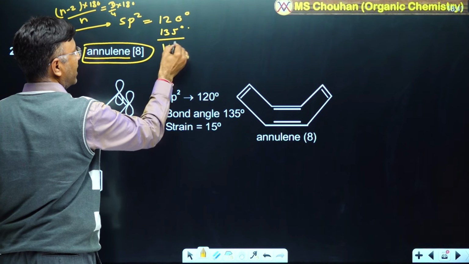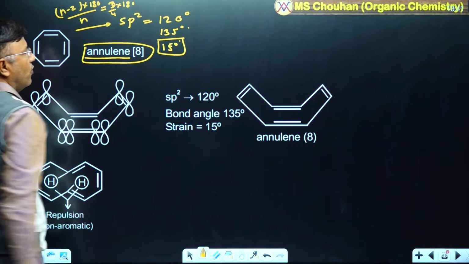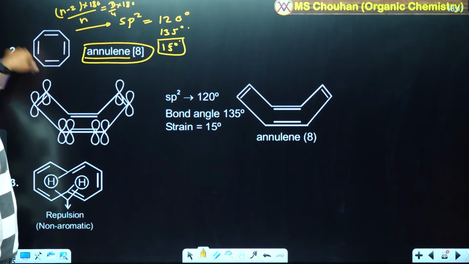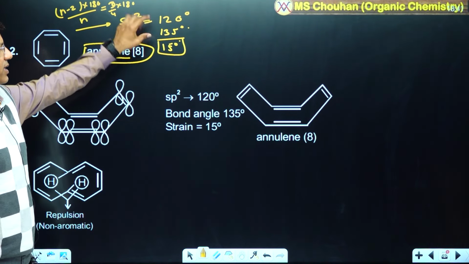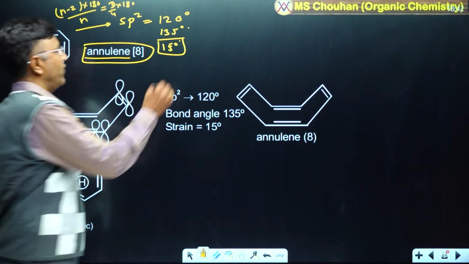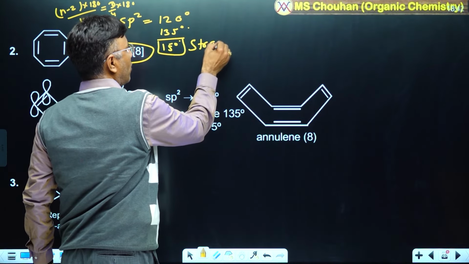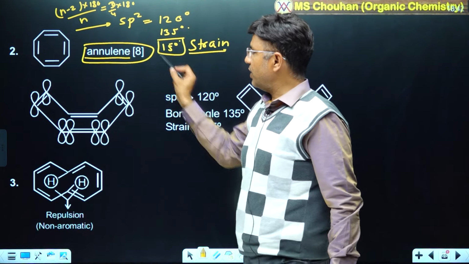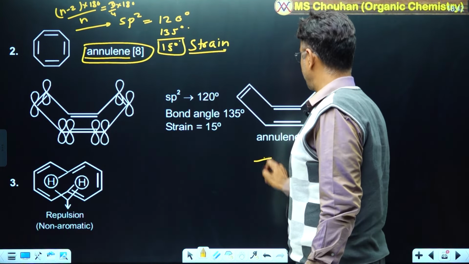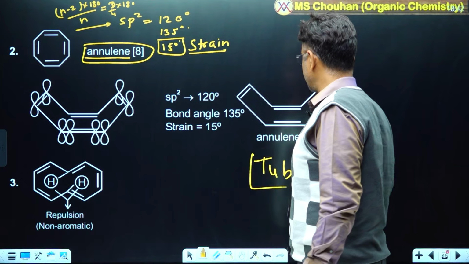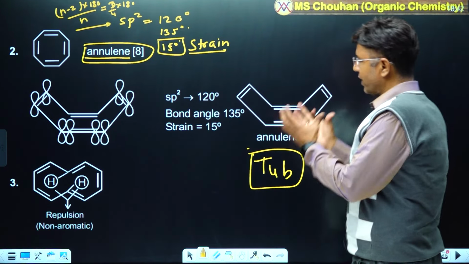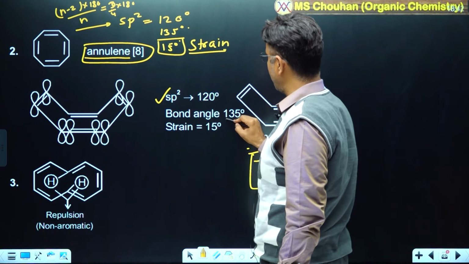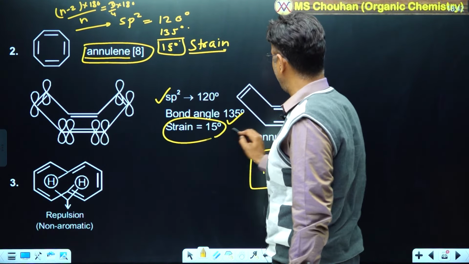So what is the ring strain? The strain is 15 degrees. What I want to explain is that the hybridization is sp2, and because of the ring size the angle is 135. The difference is known as strain. Now, to avoid this 15-degree strain, annulene 8 exists in a tub shape, a special type of tub. To minimize its strain, it exists in tub shape.